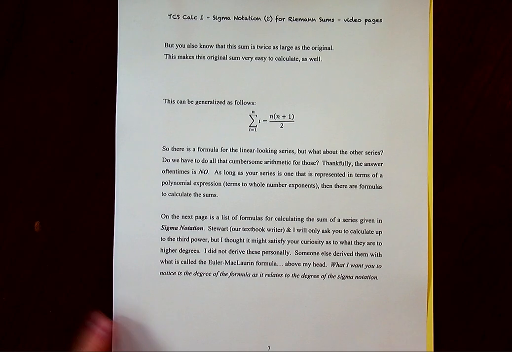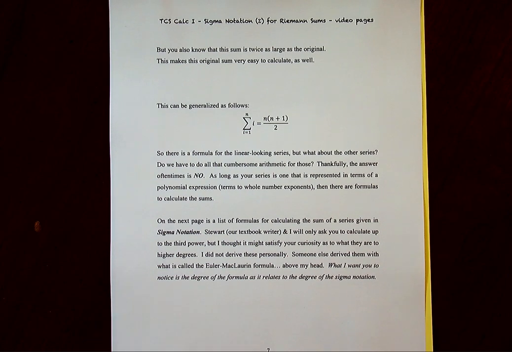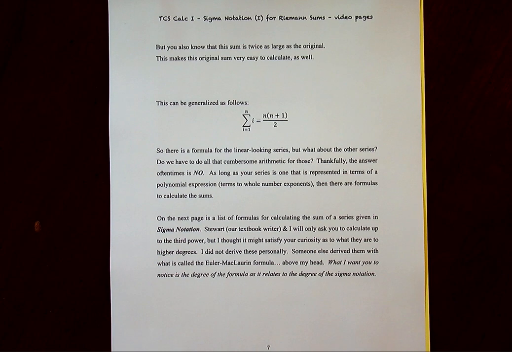Okay, but that's just for things that look linear. If they look a little less linear, does that mean that I can't use a formula? And thankfully the answer is no. As long as it looks like a polynomial expression, i squared, i cubed, i to the 4th, you can use a formula. And I'm going to show you those formulas here in just a second. They're on the following page. I did not calculate these out, but I'm going to show you all the way through i to the 8th. Now, Stewart, your textbook writer, and me, your teacher, will only ask you to calculate up to the 3rd power. But I think it's instructive to see more than that. So here they are.